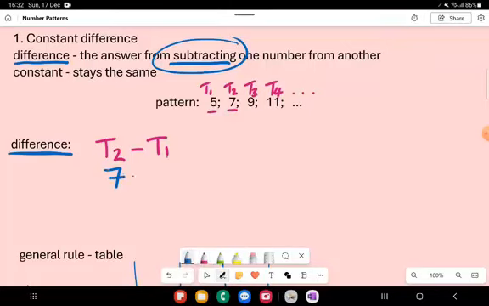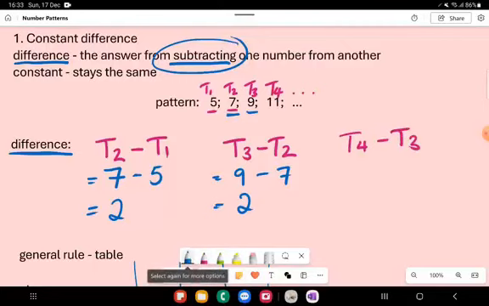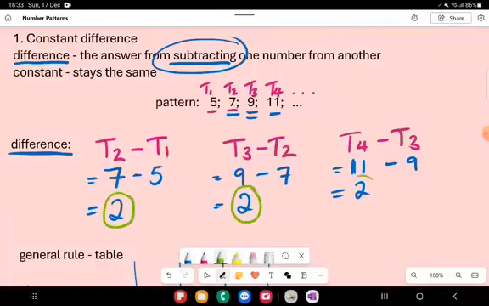Inside term 2 is 7 minus inside term 1 is 5. And that gives us an answer of 2. Now, the difference between term 1 and term 2 is 2. Let's check. Term 3 minus term 2, that's going to be 9 minus 7, which gives me 2. And the last one is going to be term 4 minus term 3. That's going to be 11 minus 9. And that also gives me 2. So now I have achieved 2, 2, 2.